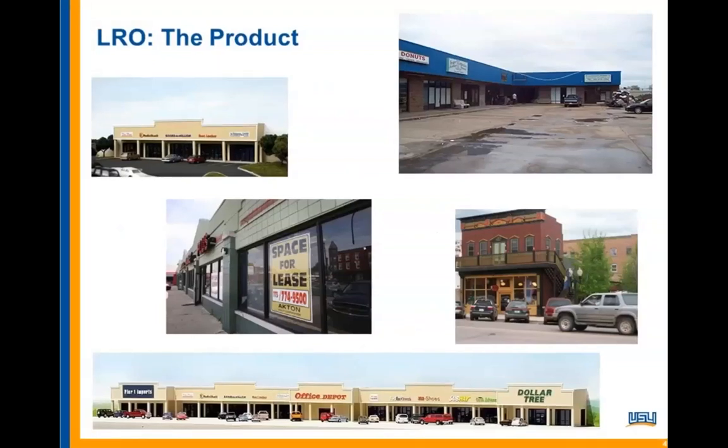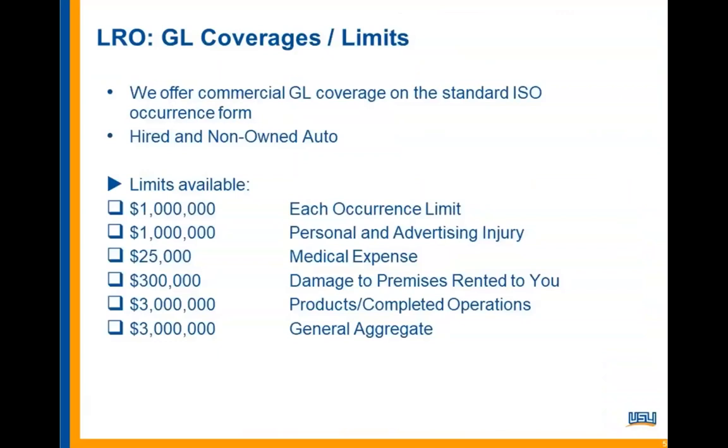Perfect. Thanks, John. These are just some pictures of example buildings that we can consider under the product. As you can see, there's shopping centers, buildings that have apartments on top, buildings that have vacancies in there. From a general liability standpoint, we write it on the standard ISO coverage form. We also offer hired and non-owned auto if the customer needs it.